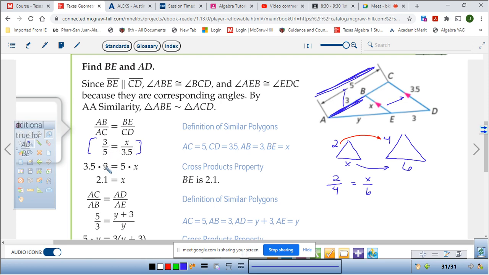Cross multiply, divide. See, 3 times 3.5, 5 times X. Now, divide by 5 gives you this. Okay, so now we know this part right here to be 2.1. Anybody have any questions there?